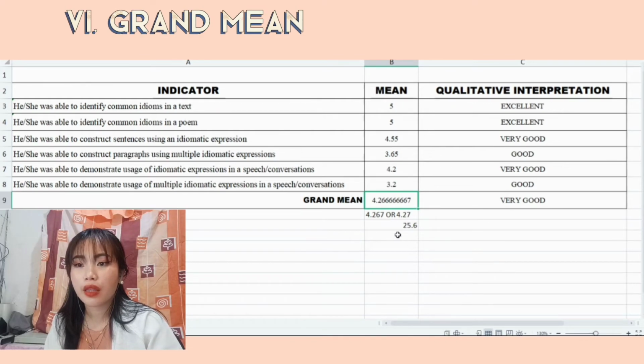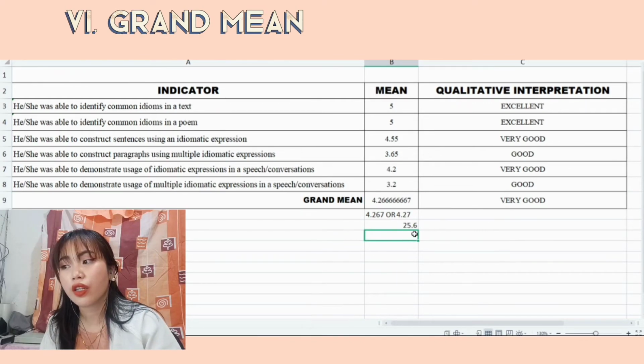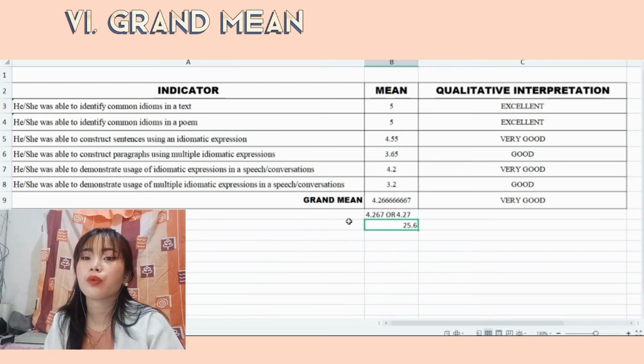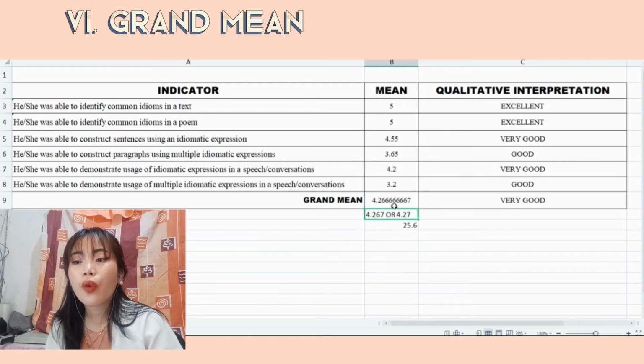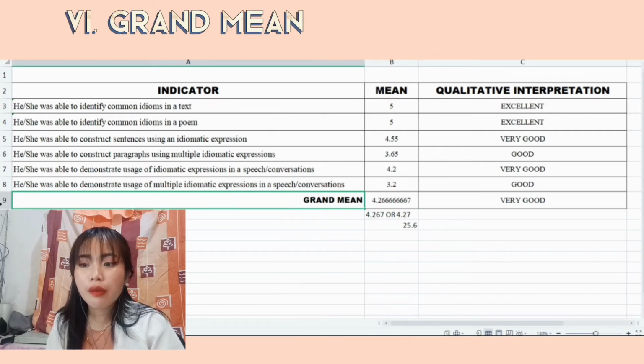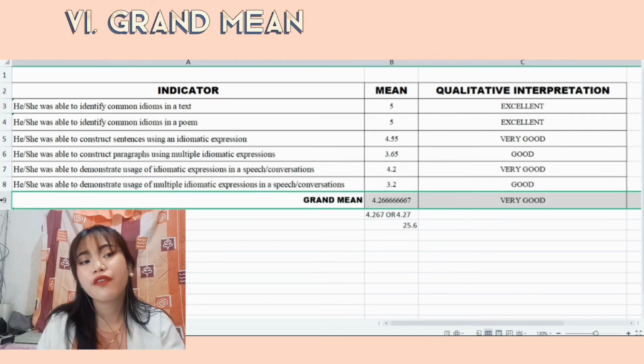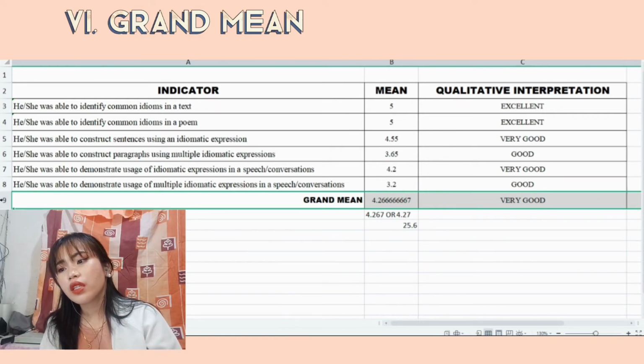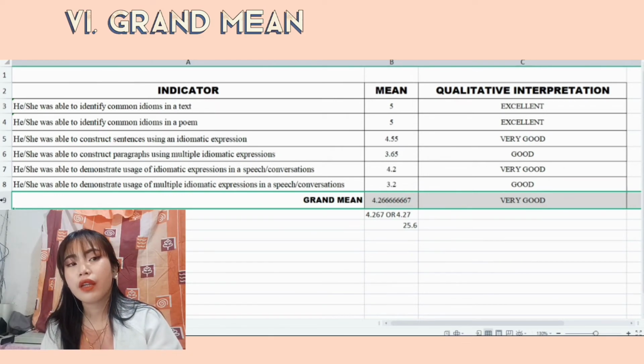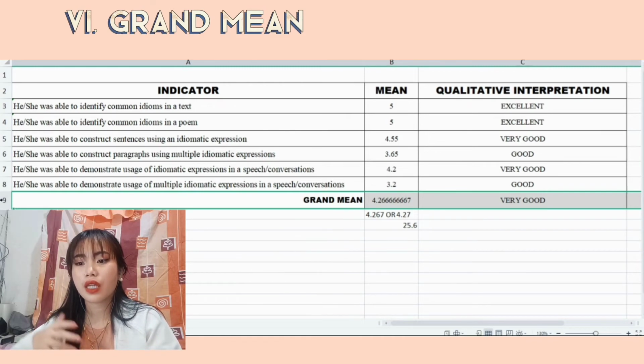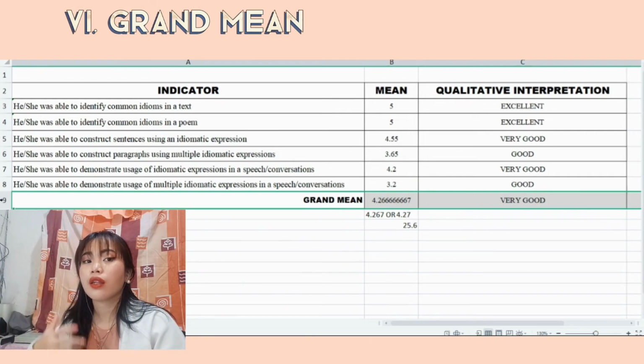So after putting all the indicators, all the total ratings, and all the qualitative interpretations, now we're going to get the grand mean. The grand mean is the final boss, no? This is what will really provide you the assessment of the student's learning performance. Whatever the value of the grand mean is, you still need to interpret it and give it the qualitative interpretation according to our checklist earlier.